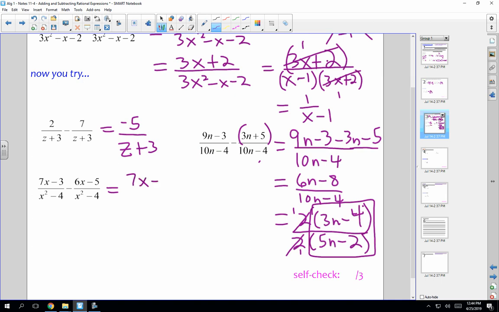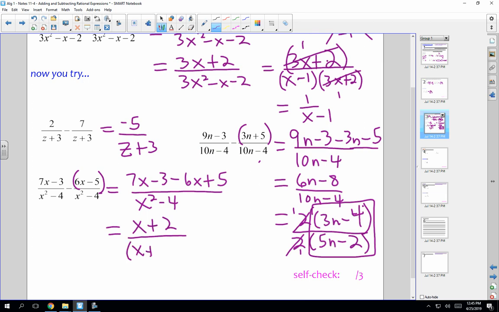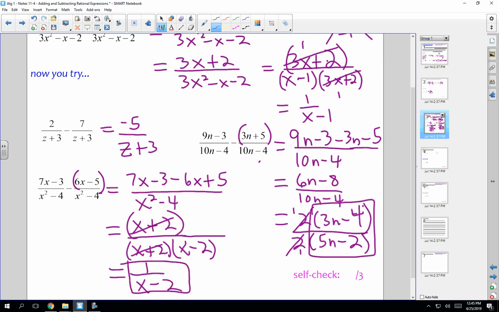7x minus 3. Don't forget the unwritten parentheses. Minus 6x plus 5 all over x squared minus 4, which we'll note is a difference of squares, can be factored. 7x minus 6x is x. Negative 3 plus 5 is plus 2. Factoring the difference of squares on the bottom gives me x plus 2, x minus 2. And canceling the x plus 2's, I end up with 1 over x minus 2 as my final solution. So check those ones out. Make sure we got those right.